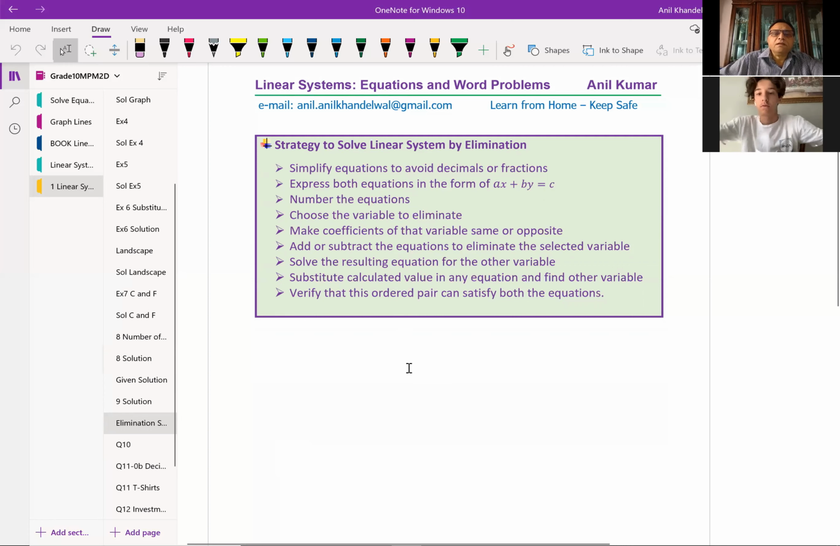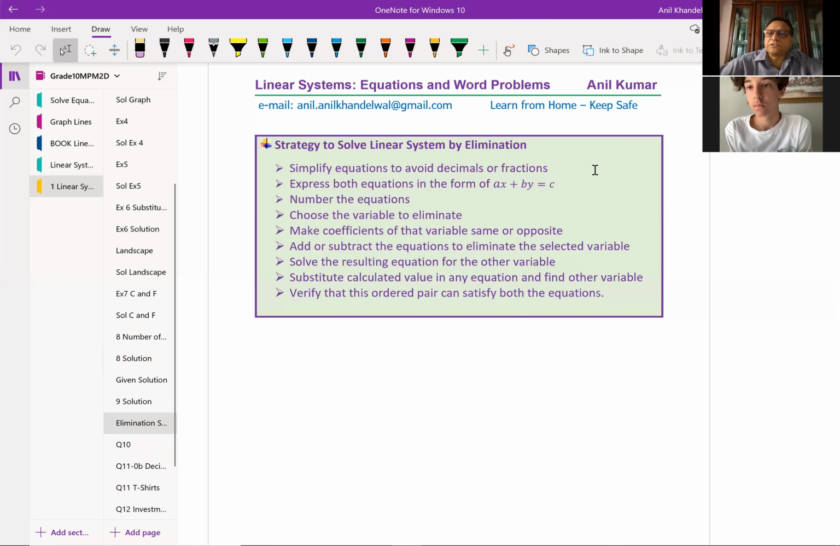Okay. So whenever a system is given to us, it's a good idea to simplify your equations to avoid decimals or fractions. Many times you're given a linear system and some equation will be in fractions, some in decimals. It makes things very difficult. So if you're given an equation in decimals or fractions, in case of decimals, you can multiply by 10, 100, or some value like this, so that you avoid decimals.